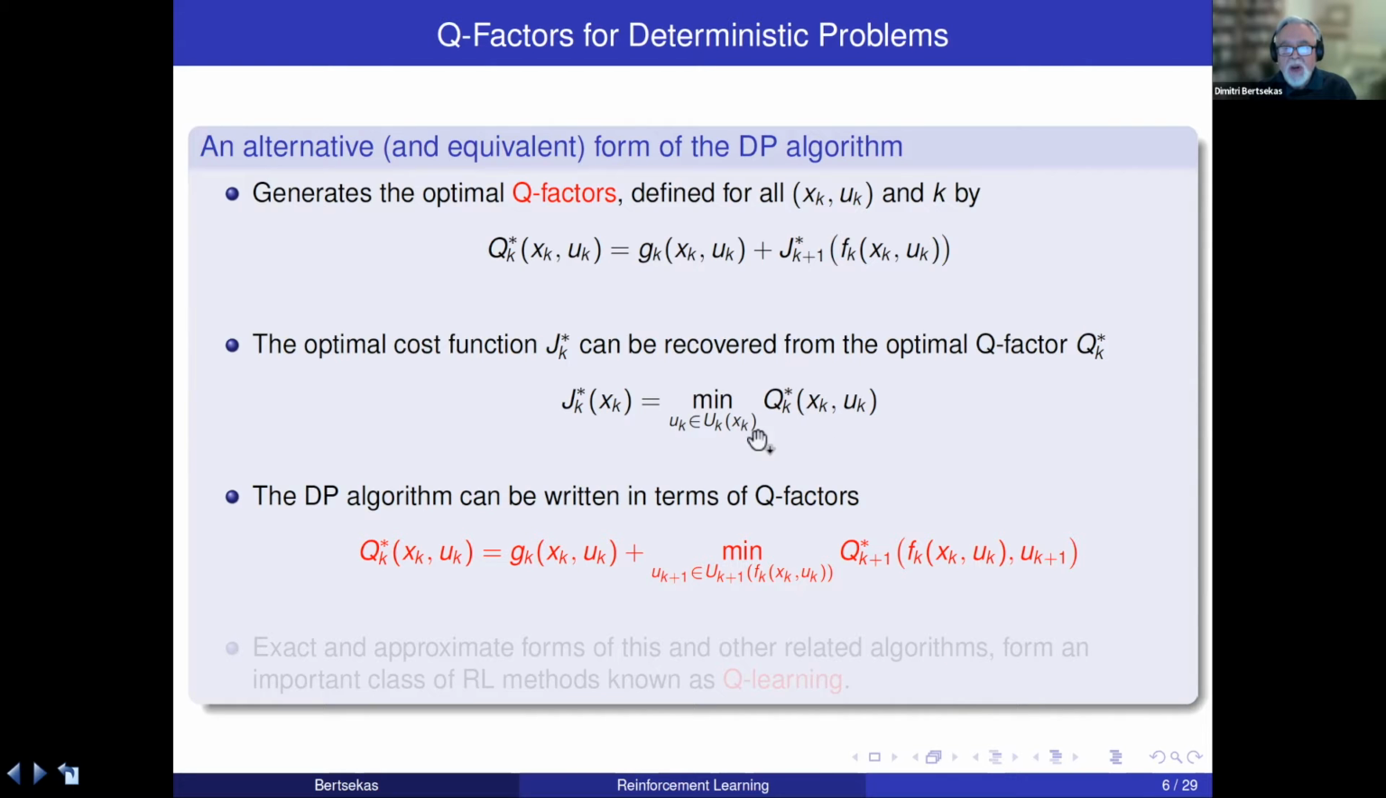We take this expression at k plus 1 and we plug it in here, and we have this expression here. We minimize with respect to uk plus 1 here, and that leaves something that depends on xk and uk. And it's the optimal Q factor, and it is the optimal cost assuming that we start at xk and we choose as our first control uk and act optimally after that.